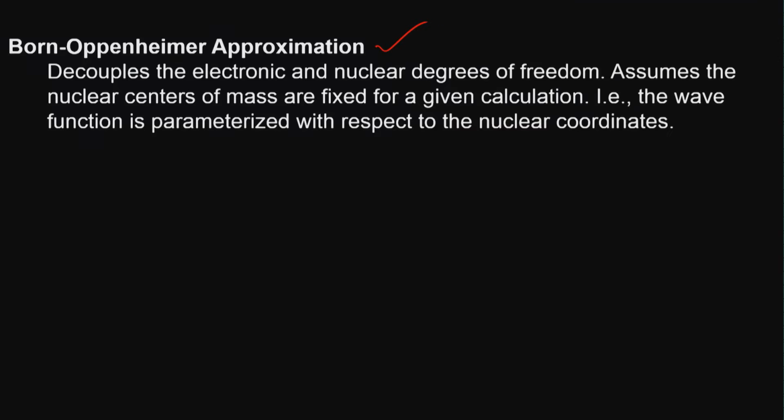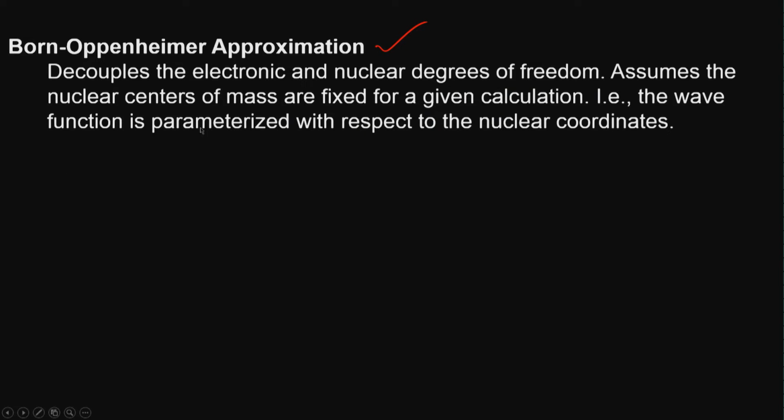There are many approximations when we consider quantum mechanics. We will talk about some of those. The most important one is called the Born-Oppenheimer approximation. What it does is decouple the electronic and nuclear degrees of freedom. It assumes the nuclear centers of mass are fixed, and the electrons move around this nucleus. So, you reduce the number of degrees of freedom; that is the advantage of the Born-Oppenheimer approximation. The wave function is parameterized with respect to the nuclear coordinates.